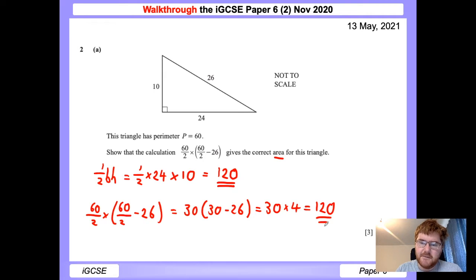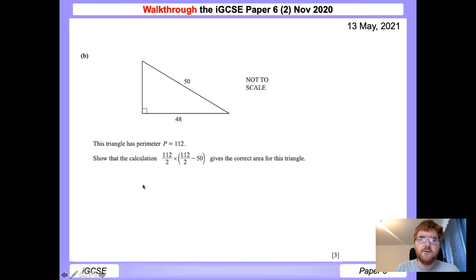So I've shown the examiner that using the formula from before gives me 120, and the formula given also gives me 120. So these two answers agree with each other. 3 marks. They don't give out 3 marks for nothing on this exam, so make sure you are getting it. Right, let's move on to B.